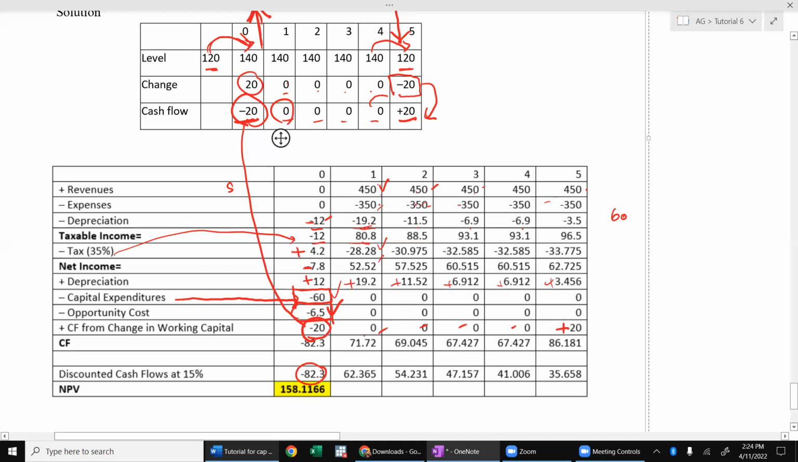And all of the answers, you will get 71.72 in year 1, 69 in year 2, 67 in year 3, and in year 4, you will get 67. But in year 5, you are adjusting the working capital because in year 5, it will be an inflow. So you will adjust it. So if you calculate the NPV, you will get the answer.